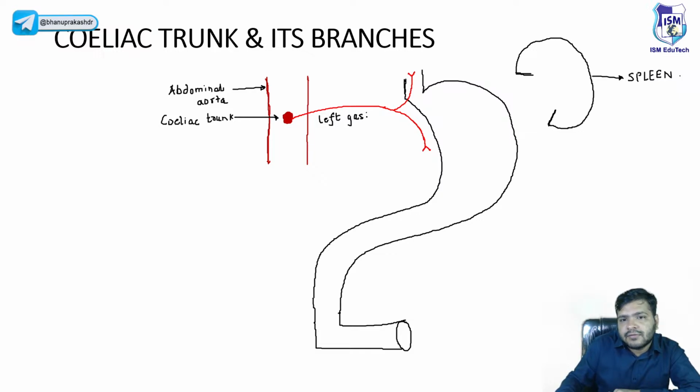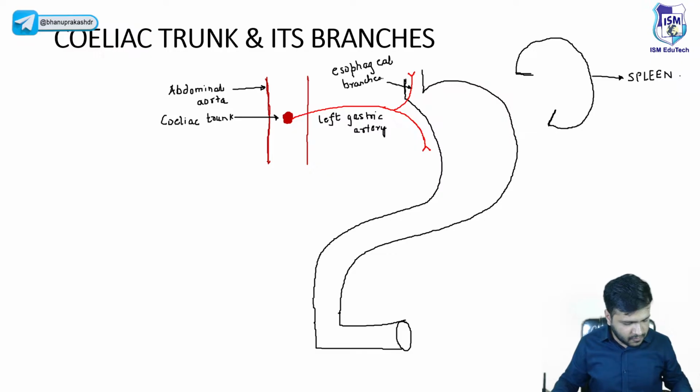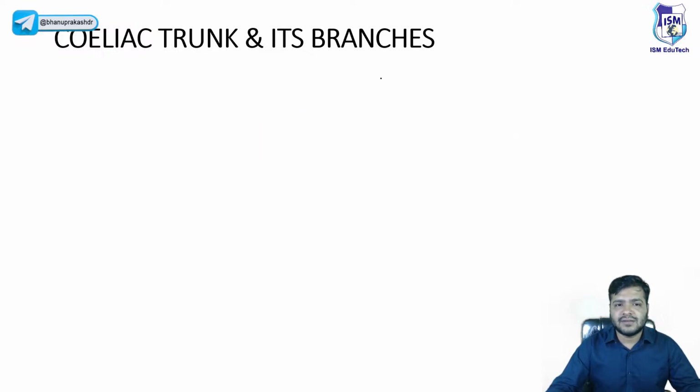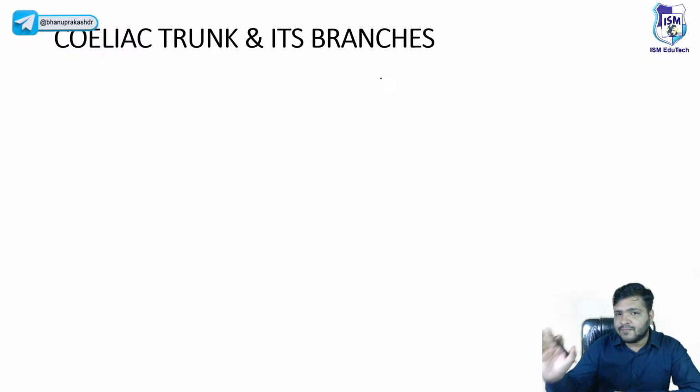Remember, it is a very short branch and it is giving some branches to the esophagus, and those are called the esophageal branches. I hope this is clear. Yes, Ravinder, very good. So we have discussed the very first branch of the celiac trunk, that is the left gastric artery. So in the next page, beta, first we will draw that part and we will write along with it.